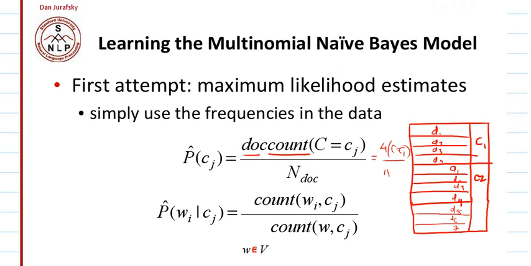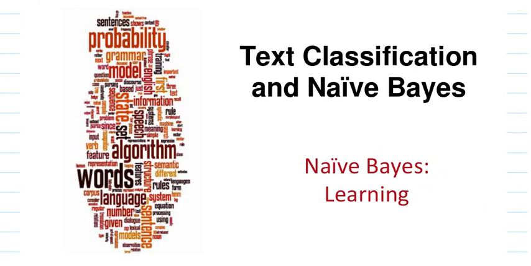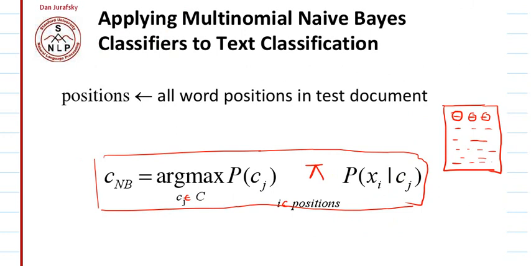And then for C equal to C2, the document count is 7 and the total number of documents is 11. So the probability of Cj for C equal to C1 is 4 by 11, and the probability of Cj for class C2 is 7 by 11. So this is the prior probability that we need to calculate initially. So this is the P of Cj.